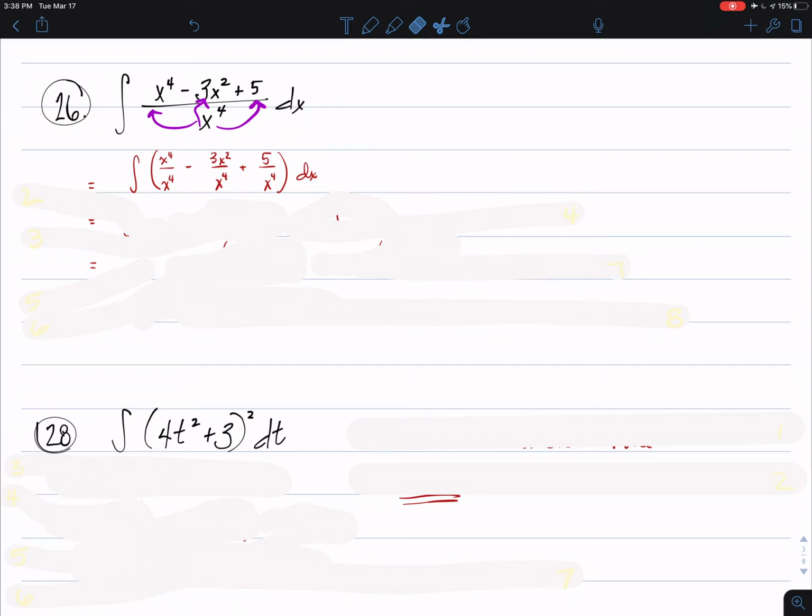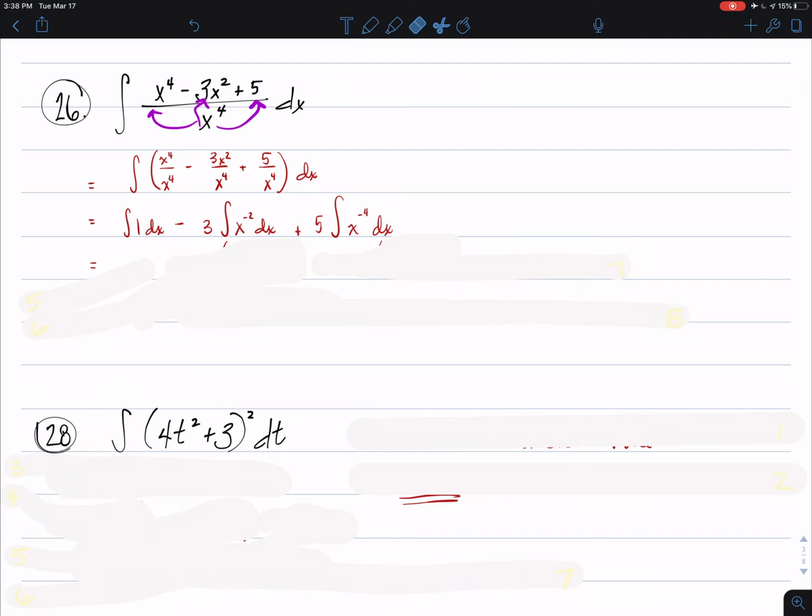My first fraction will reduce to just a 1. My second fraction, that 3x squared over x to the 4th, will reduce to a negative 3 times the integral of, it would really be a 1 over x squared, but I went ahead and moved that x squared to the top, making it an x to the negative 2nd power. And then for my last term, move the x to the 4th to the top, and you just have there an x to the negative 4th power.